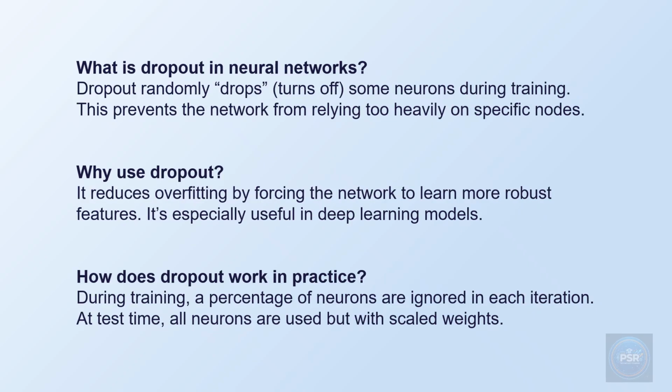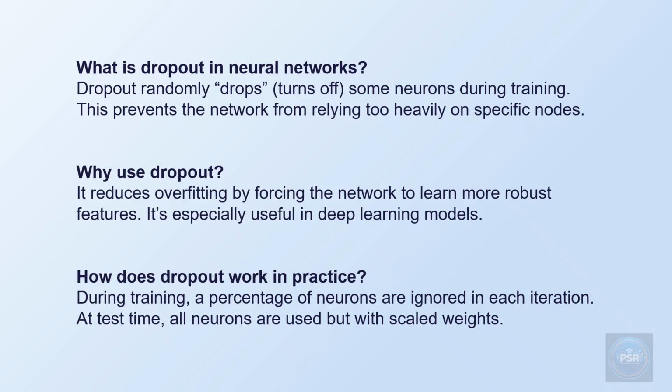What is dropout in neural networks? Dropout randomly drops, turns off, some neurons during training. This prevents the network from relying too heavily on specific nodes. Why use dropout? It reduces overfitting by forcing the network to learn more robust features. It's especially useful in deep learning models. How does dropout work in practice? During training, a percentage of neurons are ignored in each iteration.